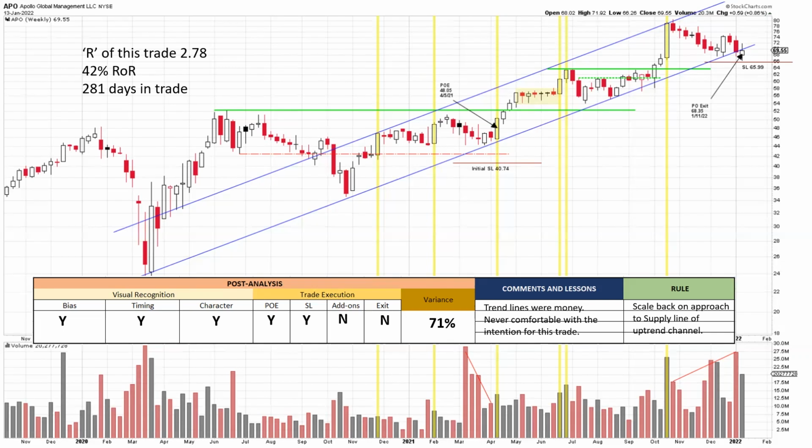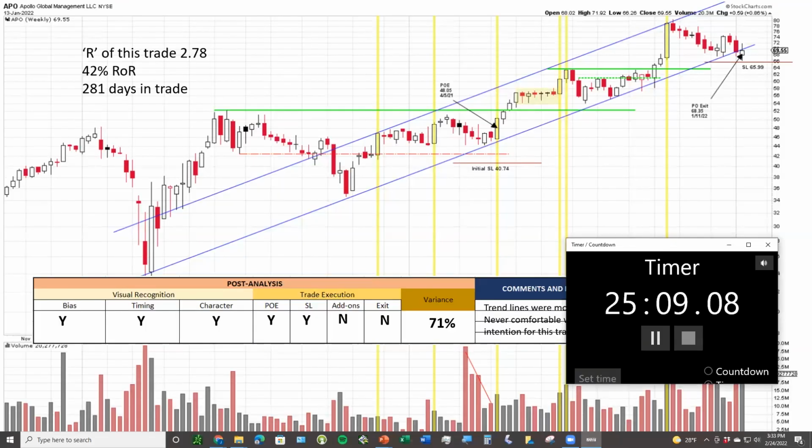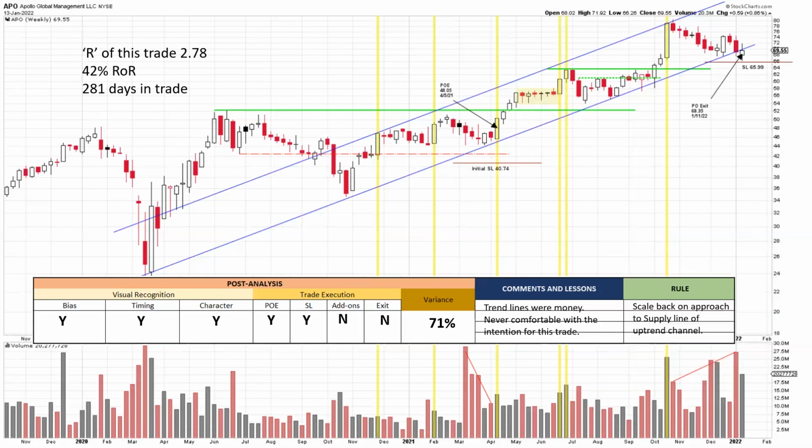We also put some comments and some lessons in. So the comments I made were the trend lines were definitely money in this. I mean, look at how well the price respects, starting all the way back in October of 2020, how well it respects this up channel. I was never comfortable with the intention for this trade for some reason. And you mentioned the lack of an add-on. First of all, it really didn't have a whole lot to do with the risk versus reward, but at any rate, scaling back on approach to the supply line of the uptrend channel is the rule that we came up with. So there you go.